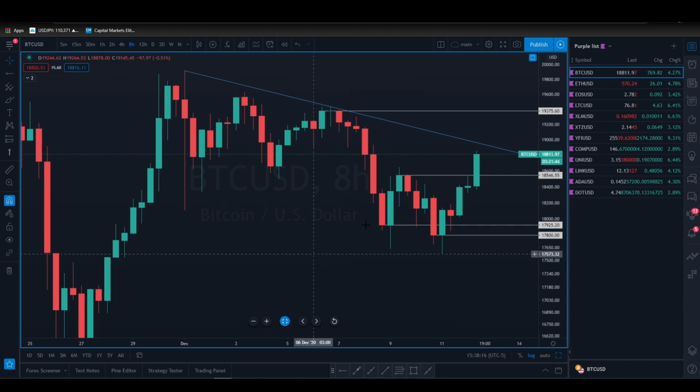So we're going to look at these pairs today and for the crypto market, and we're going to discuss how I get these levels. This is undisputable information. There is no sales pitch, so stick around.